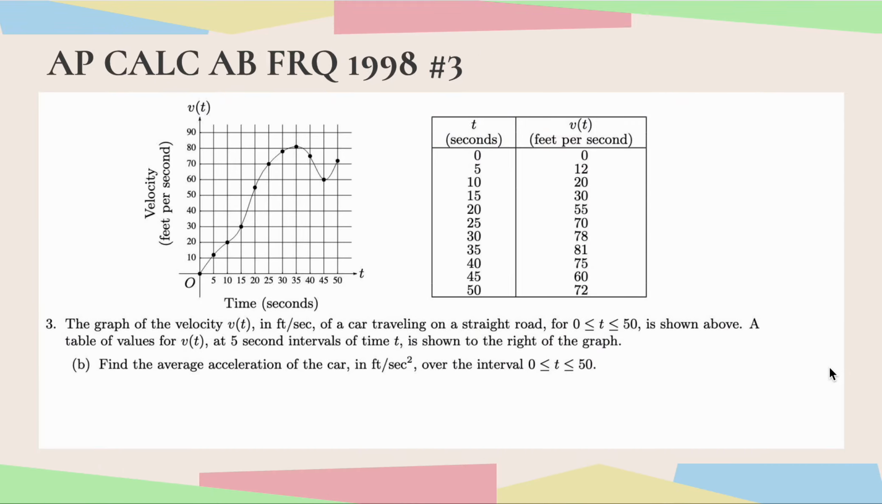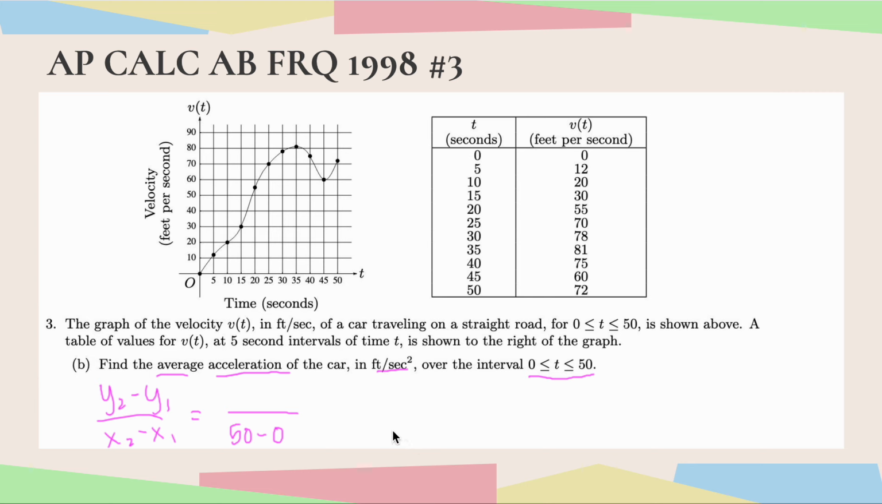Okay, so part B asks us to find the average acceleration of the car in feet per second squared over the interval 0 is less than or equal to t is less than or equal to 50. So again, average acceleration, we're just thinking of slope, right? What's the formula to find the average rate of change or the average slope? It's just y2 minus y1 over x2 minus x1, right? Our simple algebra 1 formula. So this gives us our x values, right? So in our denominator, we are going to have 50 minus 0.